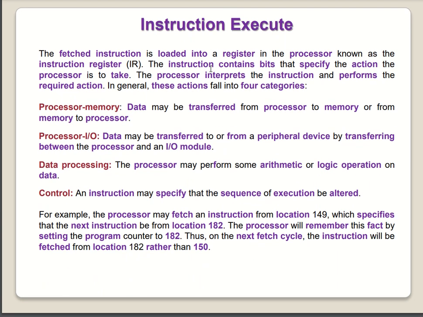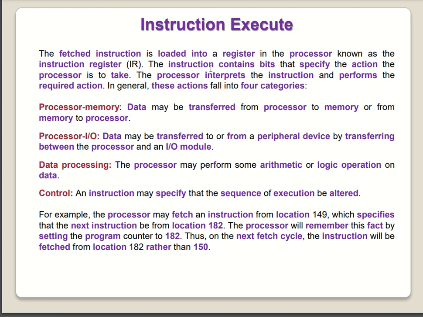The fetched instruction is loaded into the register called IR. I already mentioned this in the previous slide. The instruction contains zeros and ones, and those zeros and ones tell the processor what operation is to be performed. So the processor interprets the instruction and performs the required action. That is about instruction execute. That action falls into four categories.